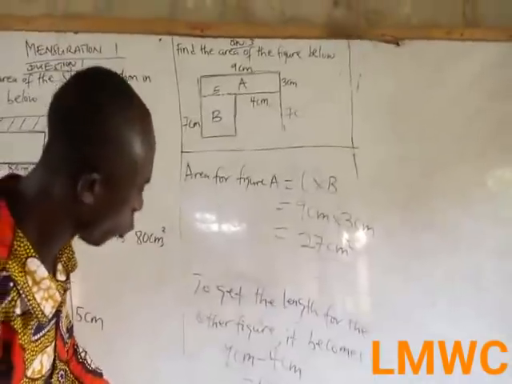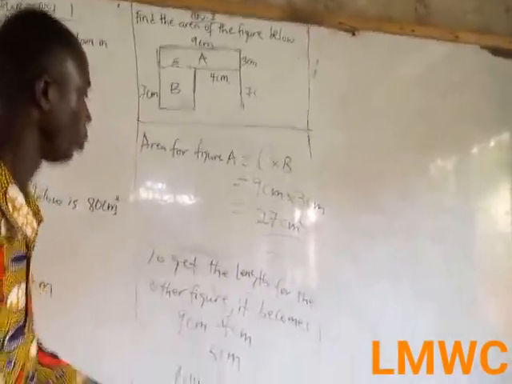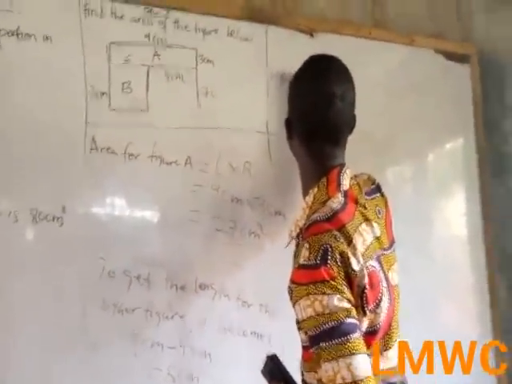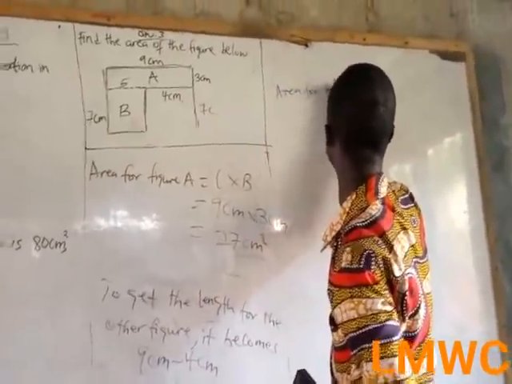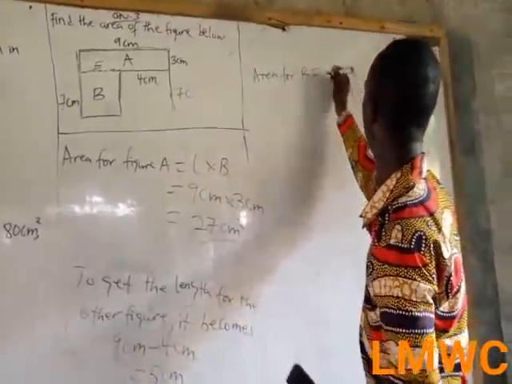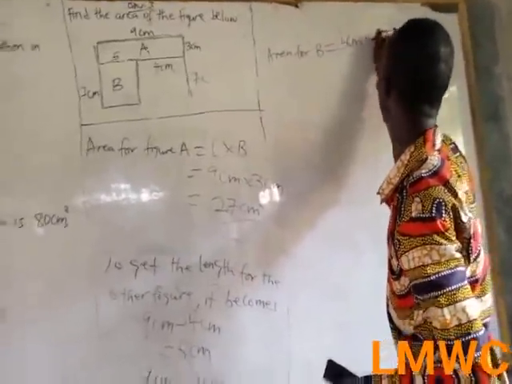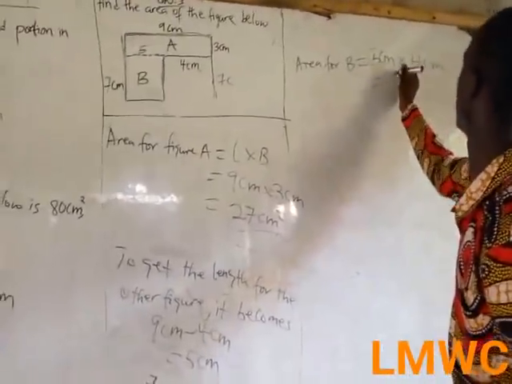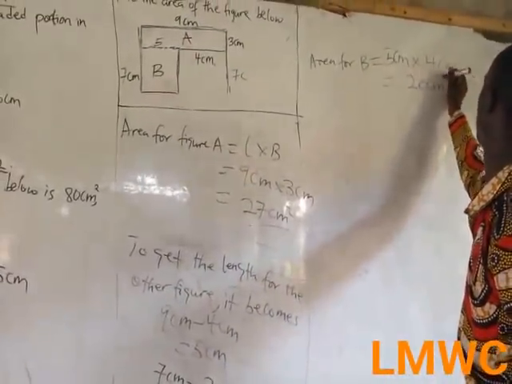And once we know the length and breadth, you just multiply. So the area for B becomes 5 centimeters times 4 centimeters. And 5 centimeters times 4 centimeters, we have 20 centimeters squared.